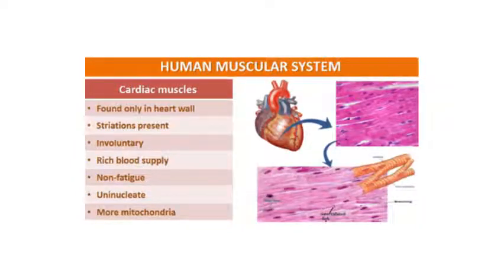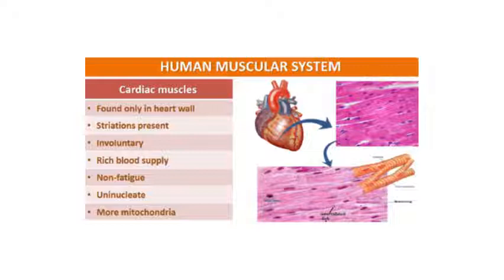Then we have the cardiac muscle. Now this is a very special muscle. As the name suggests, cardiac is a scientific name of heart. So they are present in the heart wall. Here also we see striations. They are involuntary. They have rich blood supply and they are non-fatigue.